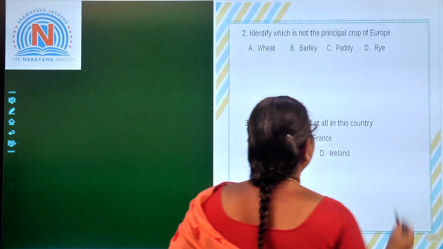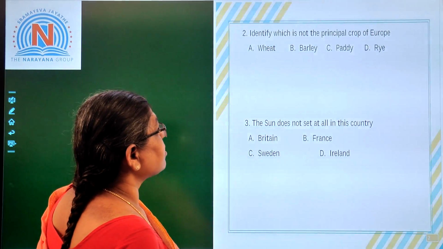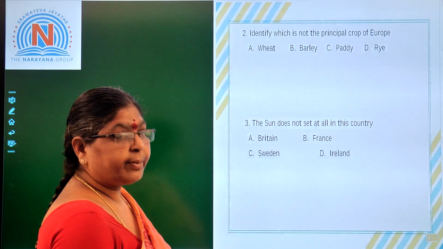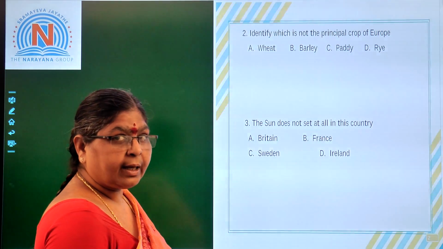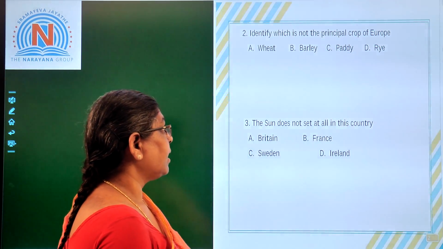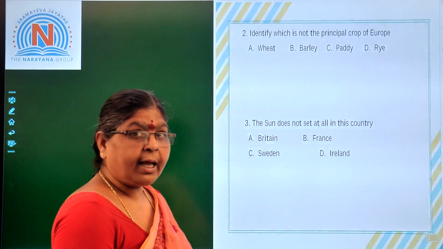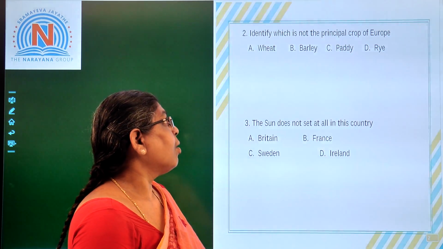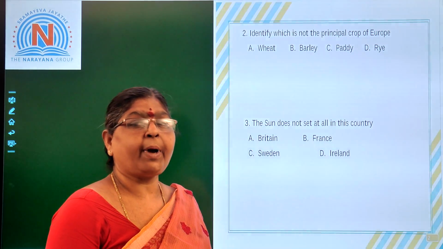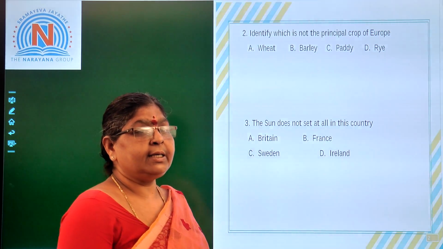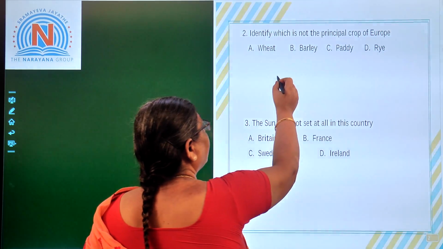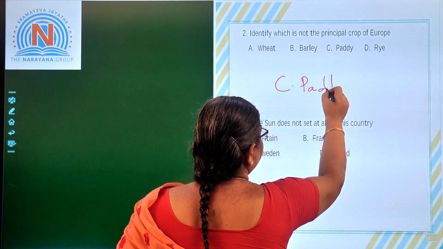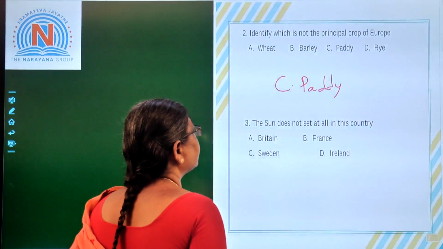Okay. Now, let us look on to the second question. Identify which is not the principal crop of Europe. That means the other crops are the principal crops of Europe. What are the crops? Wheat, barley, rye. Rye is not like our cotton, it is also one of the fiber crop, right? So, what is the other crop that is remaining? Paddy. Paddy is not grown in Europe. So, paddy is not the principal crop. So, option C, paddy is the answer for the second question.